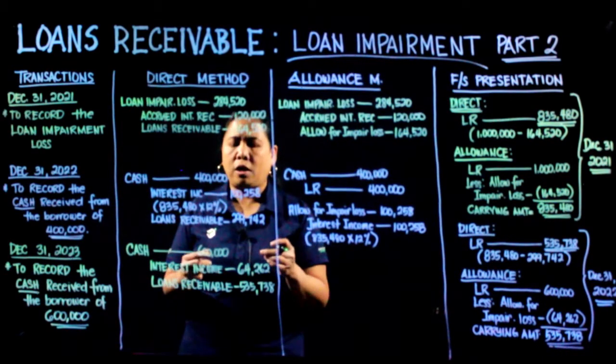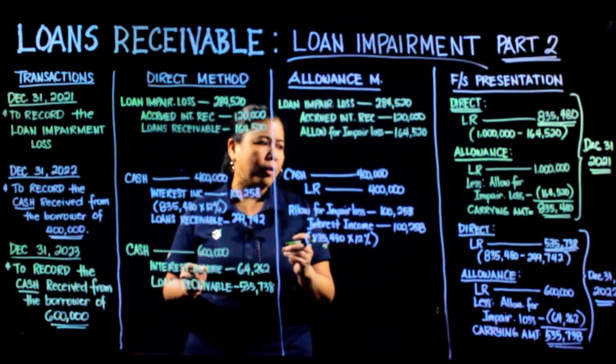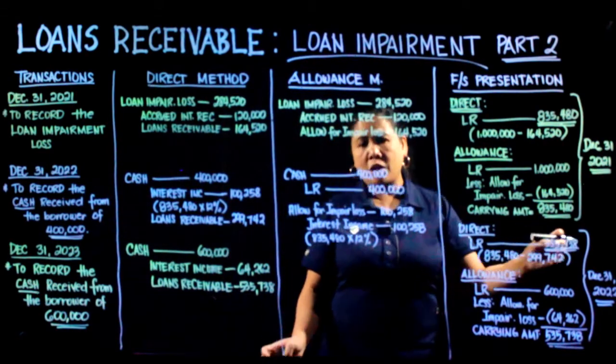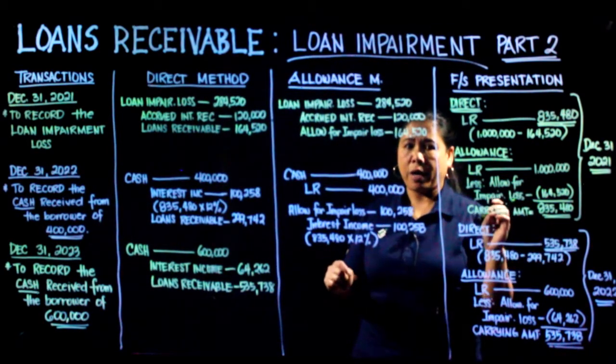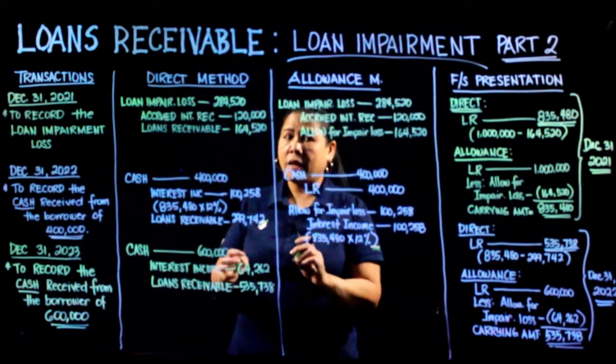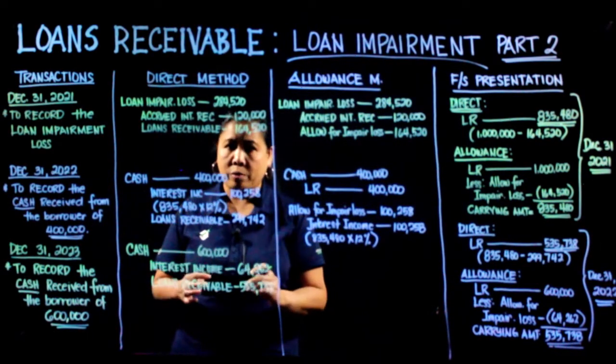Kung gusto mong i-calculate yung interest income, that is 535,738 carrying amount multiplied by the effective interest rate of 12%. Mayroon silang difference because of the rounding off.